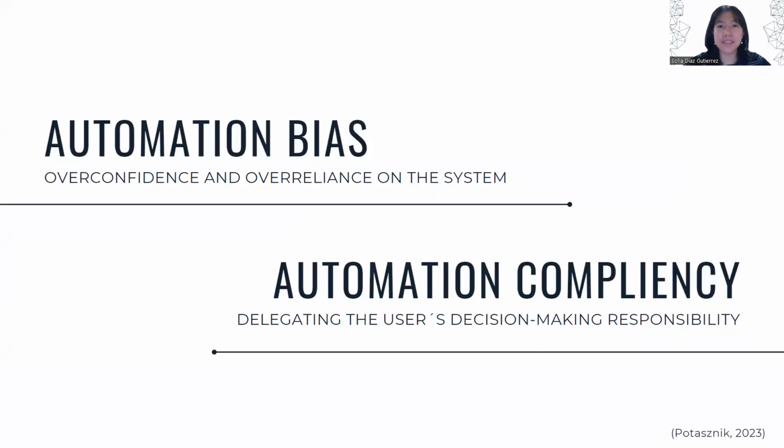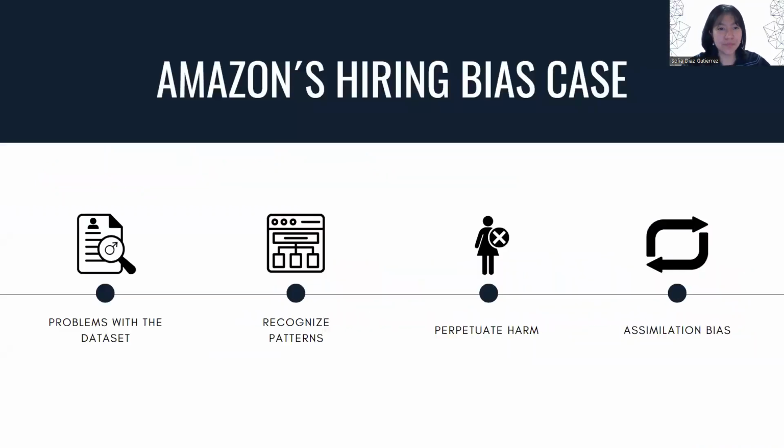Here, it is important to make a distinction of two important concepts: automation bias and automation compliance. As humans, sometimes we can have overconfidence and over-reliance in the system. This relates to automation bias. On the other hand, automation compliance happens when we are delegating our decision-making responsibility to machines.